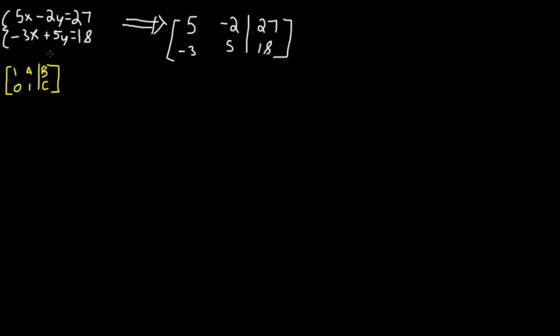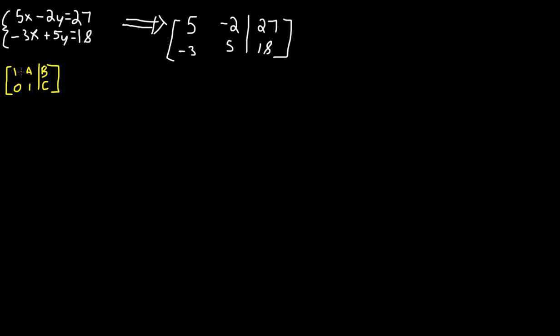Okay, so we have these two equations, 5x minus 2y equals 27, negative 3x plus 5y equals 18, and they want us to solve using matrices. So I've converted it already into matrix form. It's inside a matrix, and this is our goal over here in yellow.